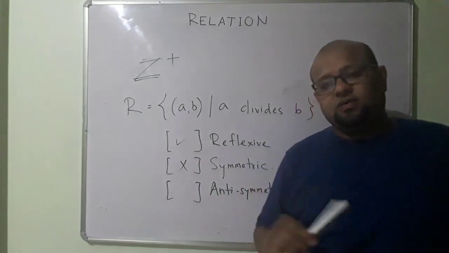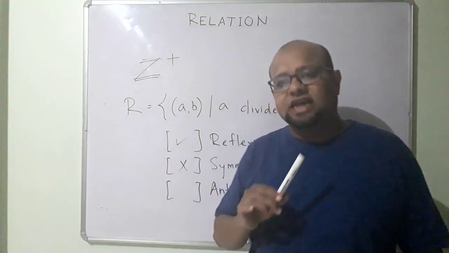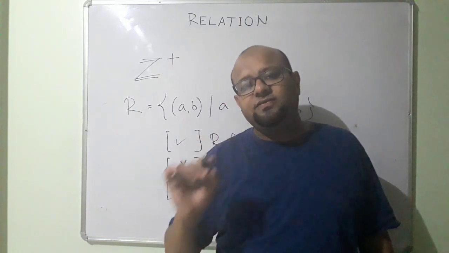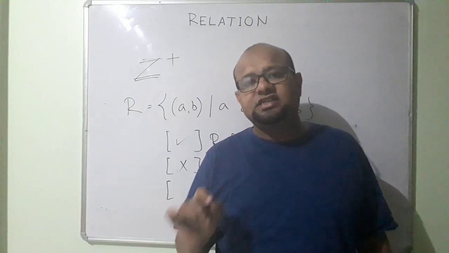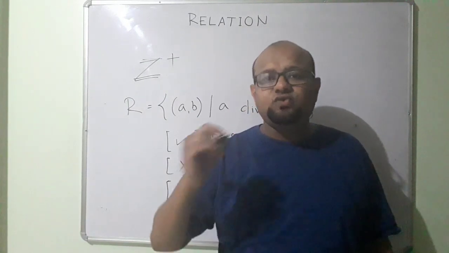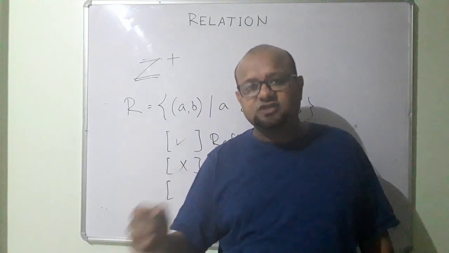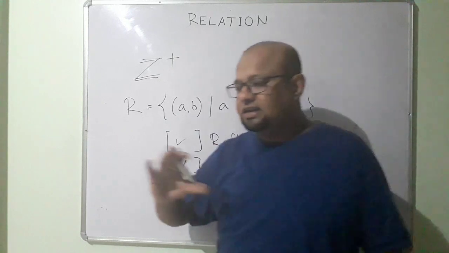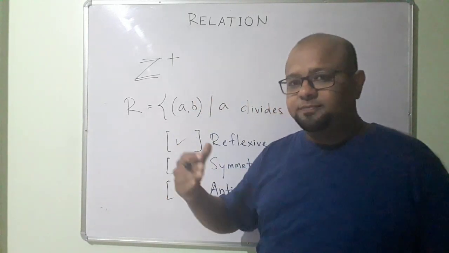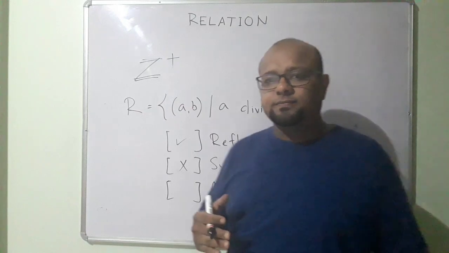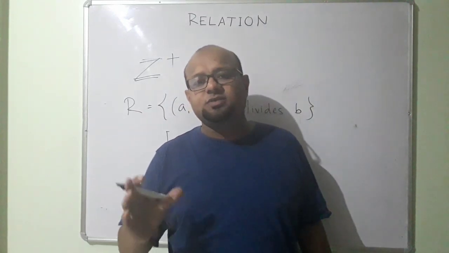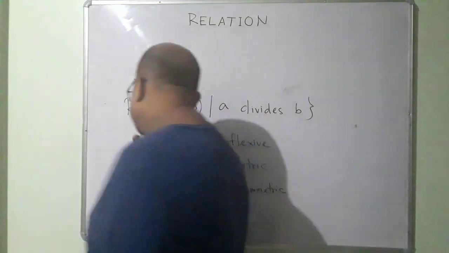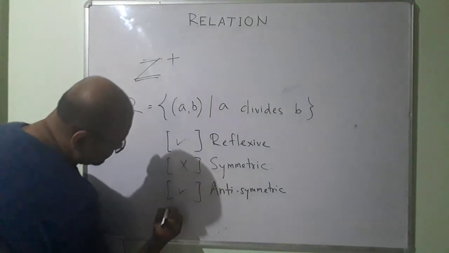So what is antisymmetric? Apart from these diagonal elements, this 1 divides 1, 2 divides 2, 3 divides 3. If some A divides B, then is it possible that B divides A? If 2 divides 4, then does 4 divide 2? If 3 divides 9, then does 9 divide 3? Is it possible that some A divides B and B also divides A? It is only possible when A is equal to B, right? So because of that, we know that this divides relation is antisymmetric.